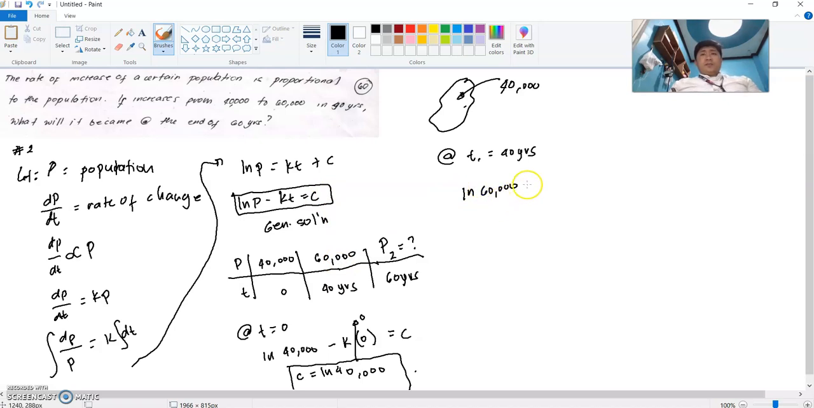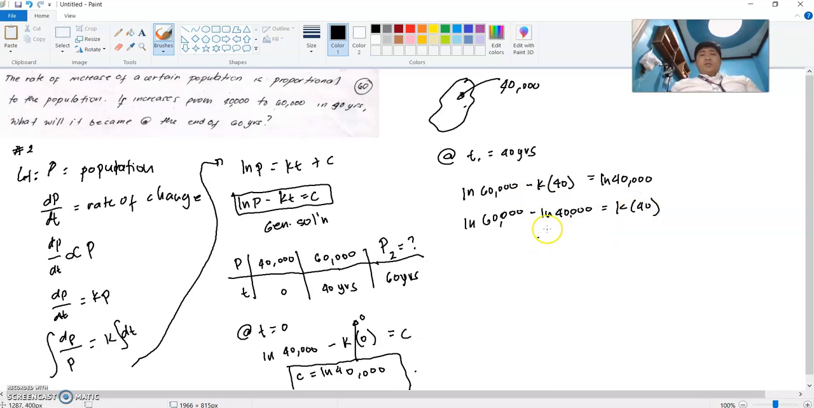At 40 years the population is 60,000. Then minus k. The time here is 40 years, right? Equals, what is our C? That is ln 40,000. Now we could get the value of our proportionality constant. So we have here ln 60,000. So transfer it here, ln 40,000 equals, this is negative, so it becomes positive k times 40.